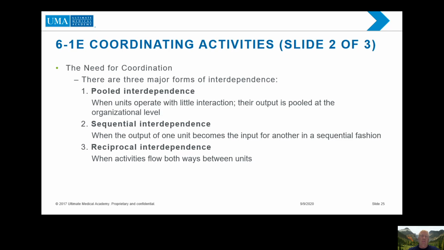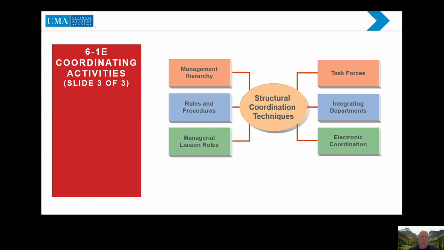Coordinating activities. Three major forms of interdependence would be pooled interdependence, when units operate with little interaction. Sequential interdependence, when the output of one unit becomes the input of another in a sequential fashion. And then, of course, reciprocal interdependence, when activities flow both directions. So that's just kind of the hierarchy of how that works.